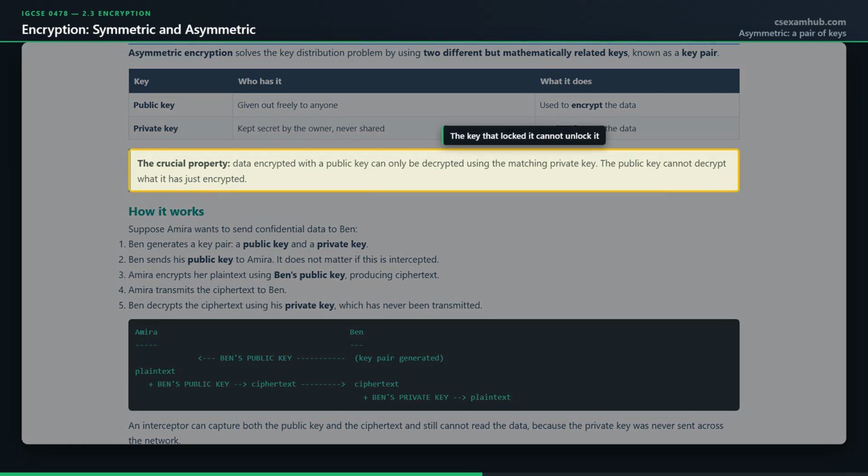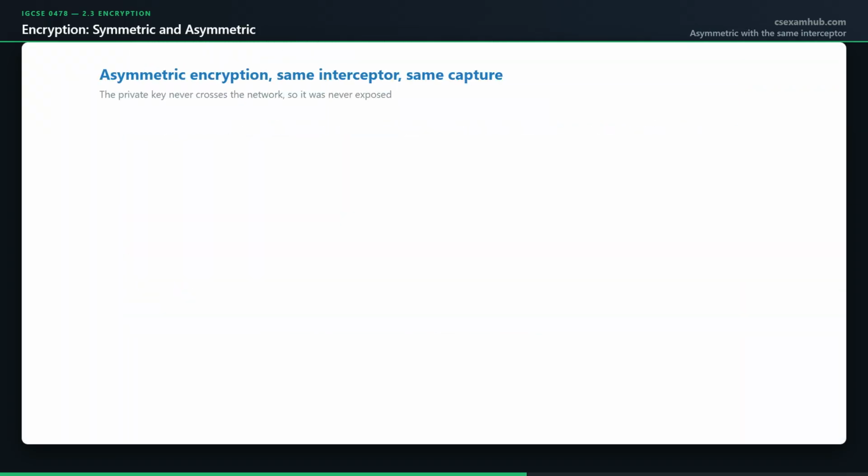And here is the property that makes the whole thing work. Data encrypted with a public key can only be decrypted with the matching private key. The public key cannot undo its own encryption. Read that again, because it sounds wrong the first time. The key that locked the message cannot unlock it. That one-way behavior is what lets you hand the public key to the entire world, including any interceptor, without weakening anything at all. So let us run exactly the same scenario again, with the same interceptor copying everything.